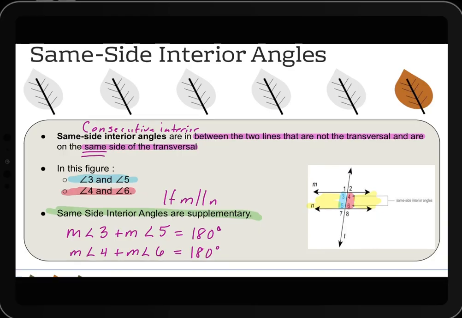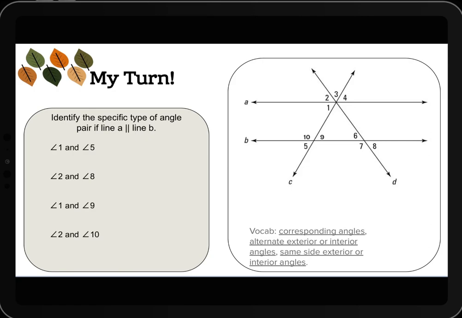So let's take a look at our first example here. We're going to identify the type of angle pair that is created. So when we look at our first example, it is going to be angle 1 and angle 5. Those are going to be in the same position respective to their group, so that means that these are going to be corresponding angles. Those are corresponding angles. I'm just going to write corresponding.